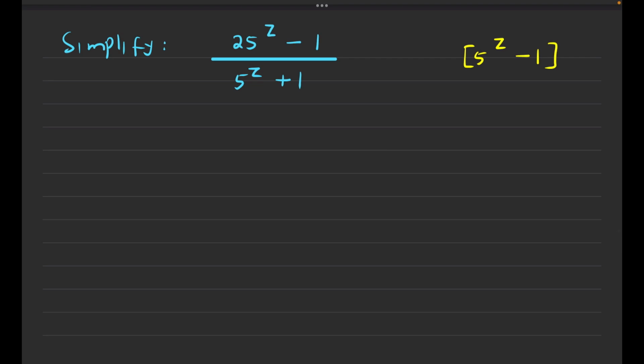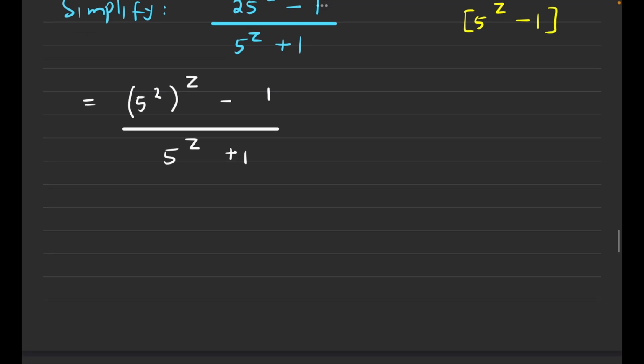Simplify 25 to the power z minus 1 divided by 5 to the power z plus 1. I want you guys to do that on your own and see if you're going to get 5 to the power z minus 1. Okay, so 25 is 5 squared, to the power z minus 1. I'm dividing everything by 5 to the power z plus 1, right? So I'm supposed to be applying the power rule in this case.